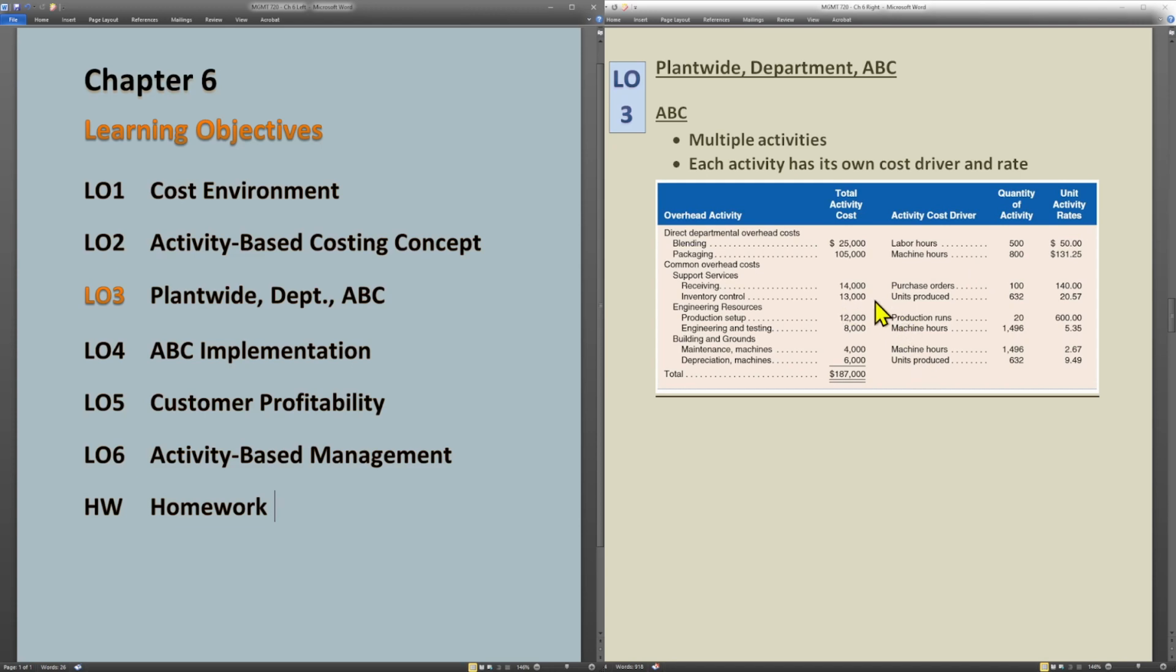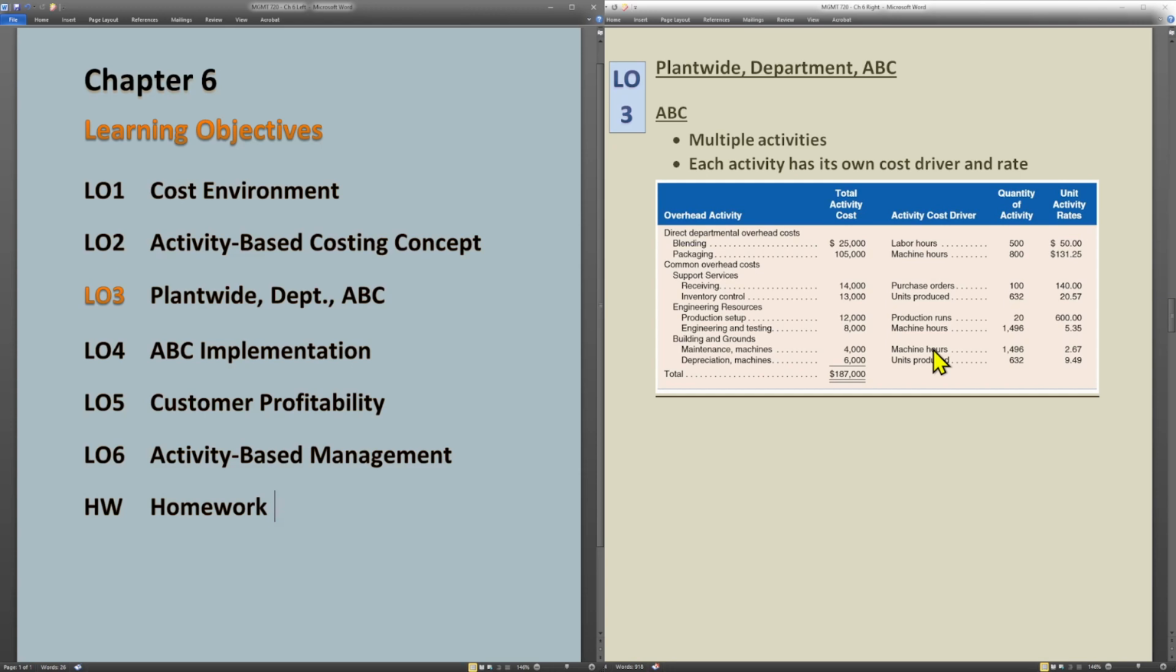Inventory control is based upon units produced, 632 units. It's going to be $20.57. So we can go through and figure out costing a little more accurately by breaking it down into the activities. Now the question is going to come up, and we'll address it later on.